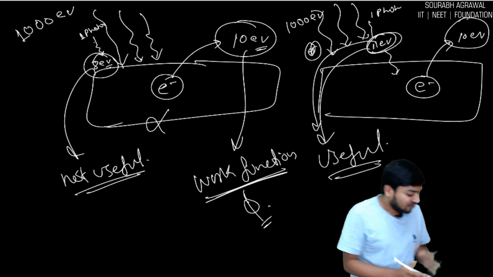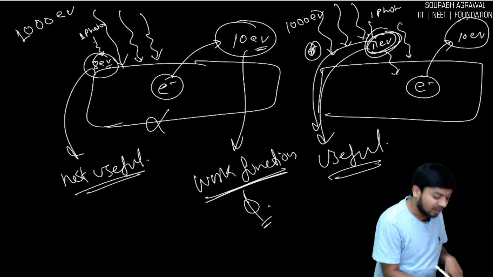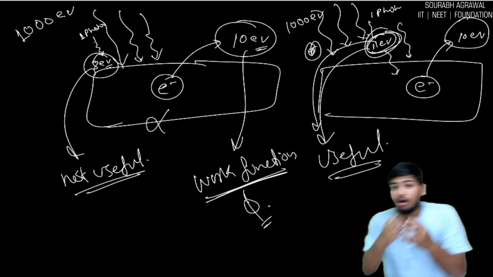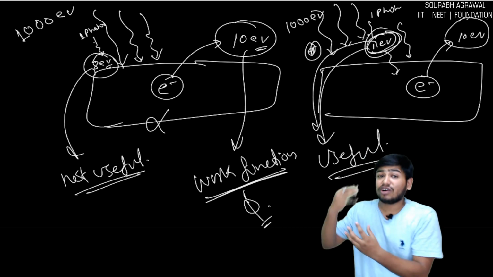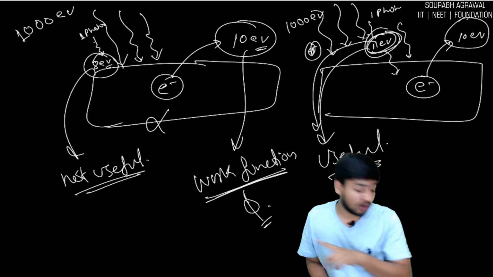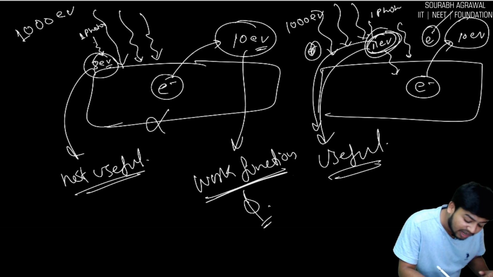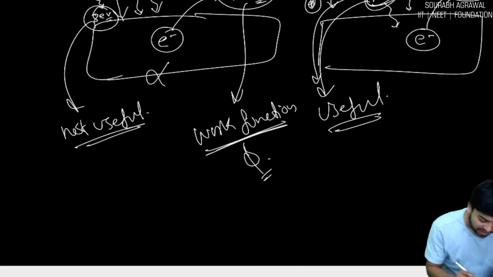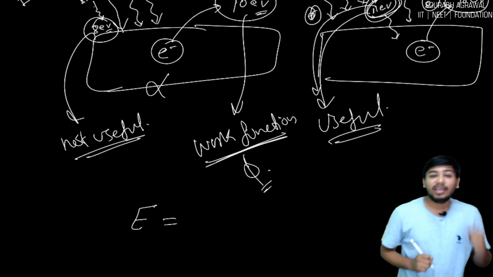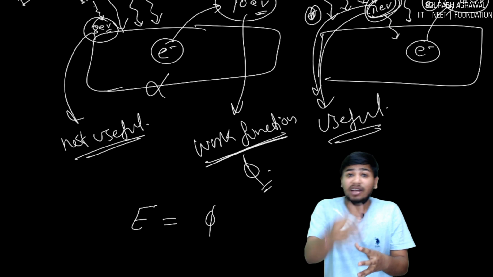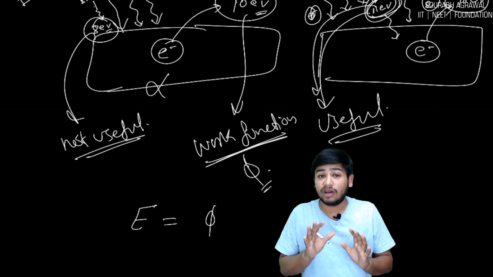So for example, here an 11 electron volt photon is coming. Out of this 11 electron volt, 10 electron volt has been wasted in breaking the bond. Now how much is left? 1 electron volt. So when this electron comes out, it will have kinetic energy of 1 electron volt. Are you getting my point? So if the total energy of the photon is E, phi amount of energy will be wasted in breaking the bond. Are you getting my point?